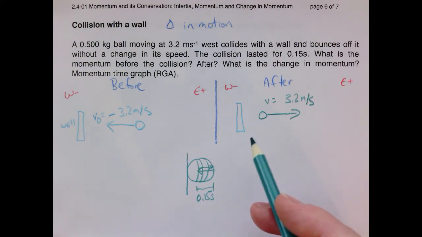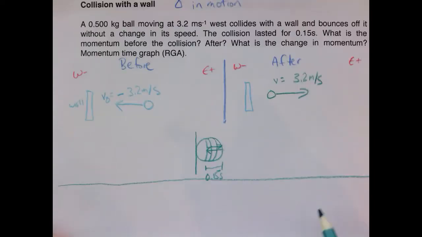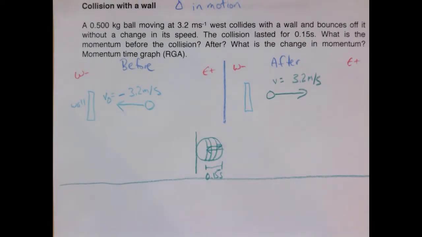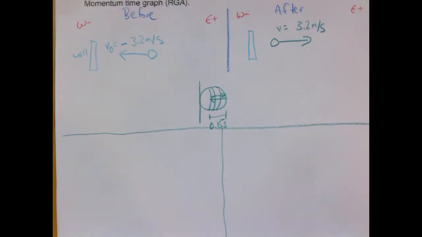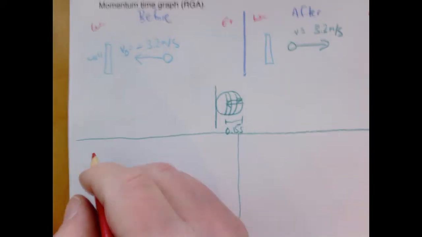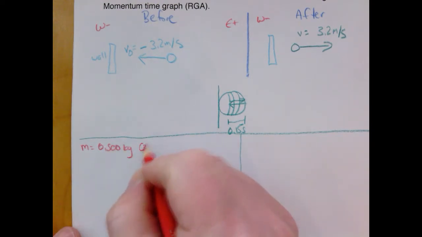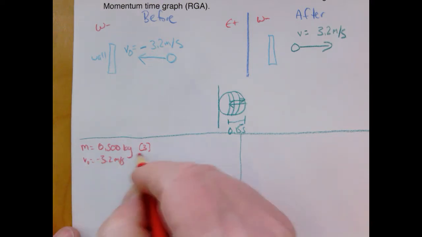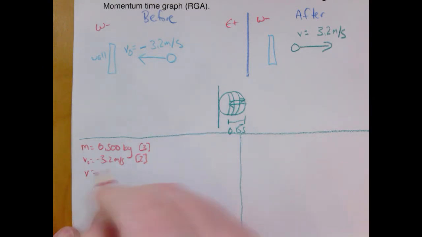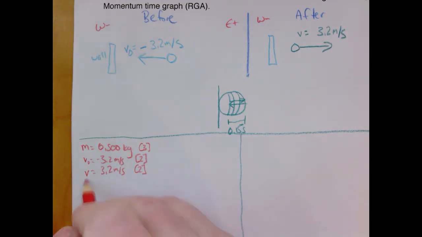So what is the momentum before? What is the momentum after? What's the change? Let's also do the graph. There are four things we're looking to calculate, so I'll divide my space into four. I'll first begin with my inventory. I have a mass, which is 0.500 kilograms, and it has 3 significant digits. I have a V0 of negative 3.2 meters per second, with 2 significant digits. I have a final velocity of 3.2 meters per second, with 2 significant digits. I have a time of 0.15 seconds, which has 2 significant digits.